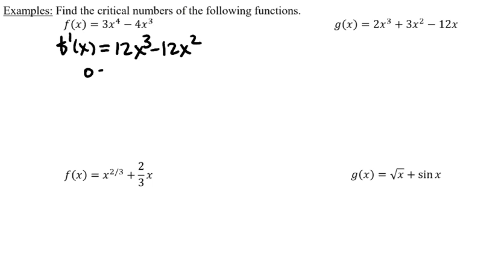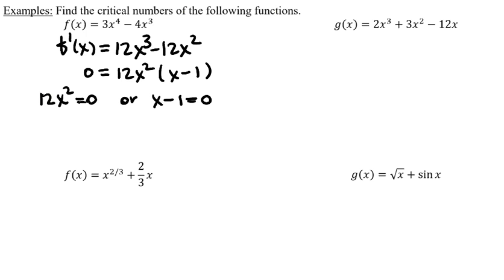So I'll just set this equal to 0. I'll factor. And I'll say that, because this is an issue on the test, right? If these two things multiply together to equal 0, then either 12x squared equals 0 or x minus 1 equals 0. That's where x equals 0, and this is where x equals 1. Okay, so those are the critical points on the graph of f of x.